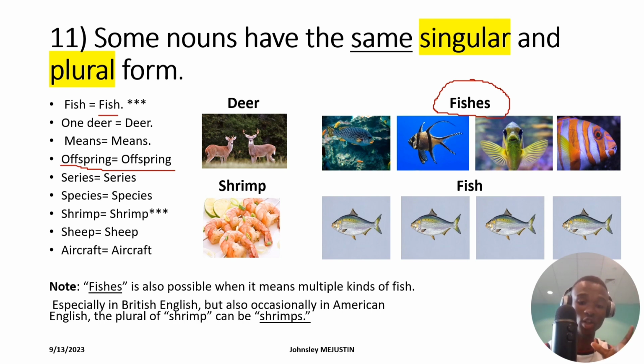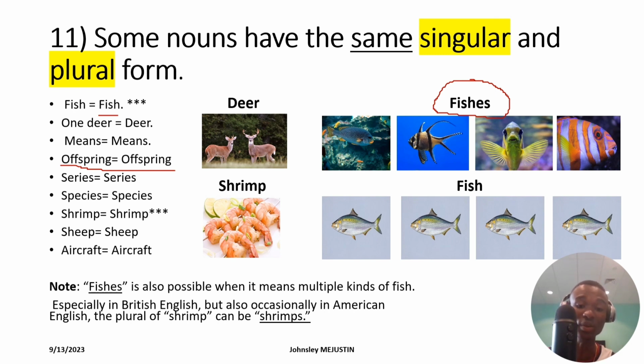How many fish do you see here? 1, 2, 3, 4, 5. I mean 4. Okay, 1, 2, 3, 4. You can say 4 fishes, you can say 4 fish. Now what's the difference? Fishes is also possible when you have multiple kinds of fish. If the fish are not the same species, then you say fishes. But if they are the same species, you say fish.